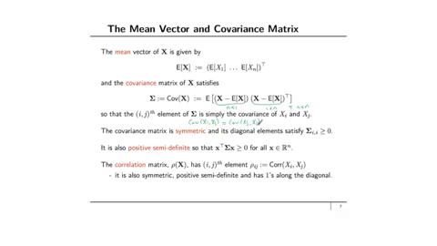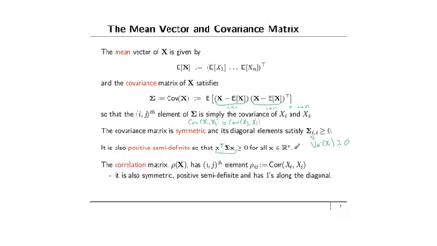Its diagonal elements satisfy sigma ii greater than or equal to 0. Of course, the diagonal elements are just the variances, so this is equal to the variance of xi, and variances are always non-negative. It is also positive semi-definite. This is an important and well-known property of a covariance matrix. In particular, it means that x transpose sigma x is greater than or equal to 0 for all vectors x in Rn.